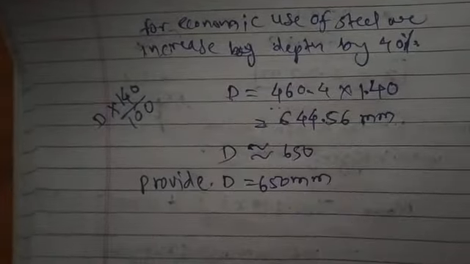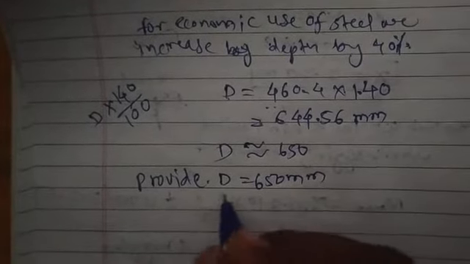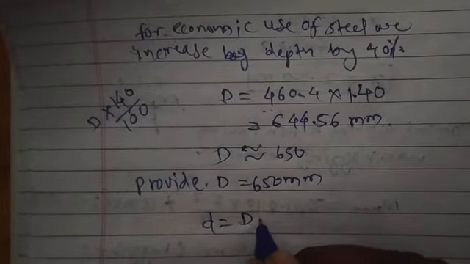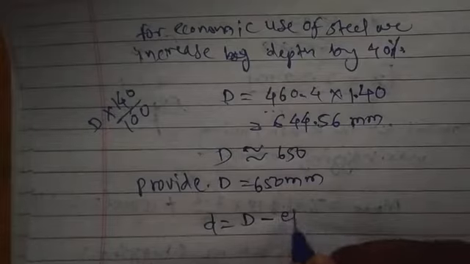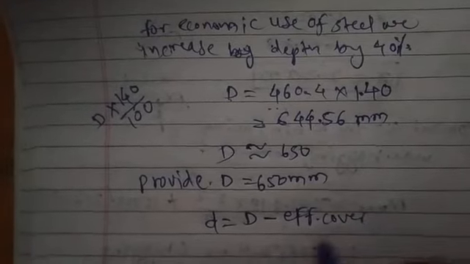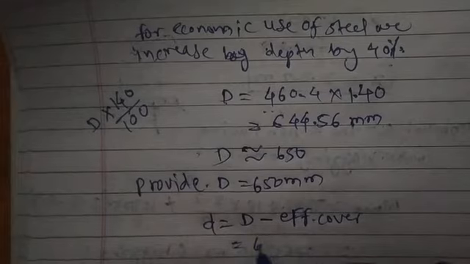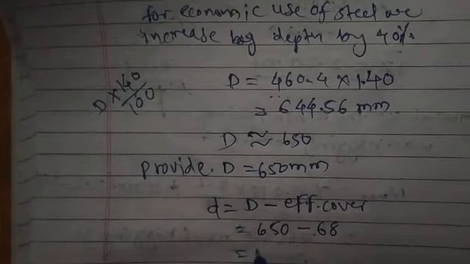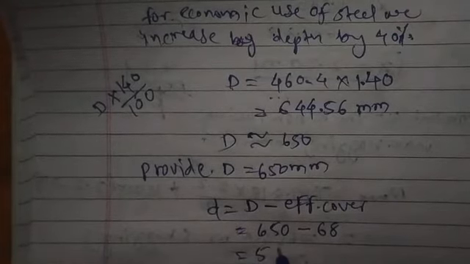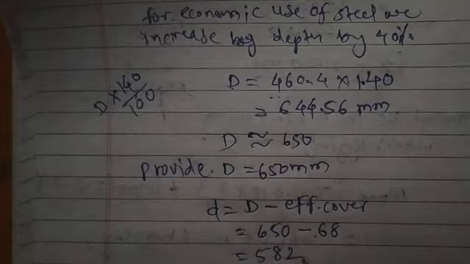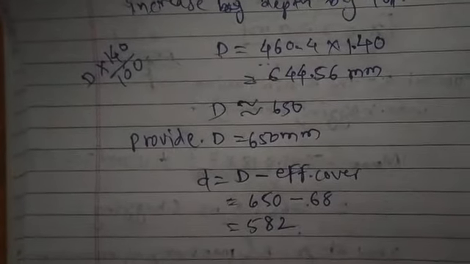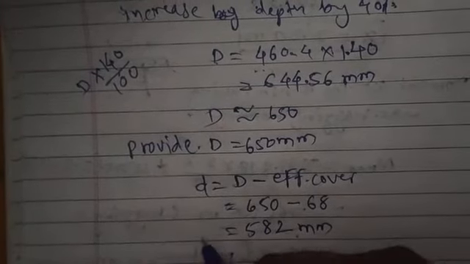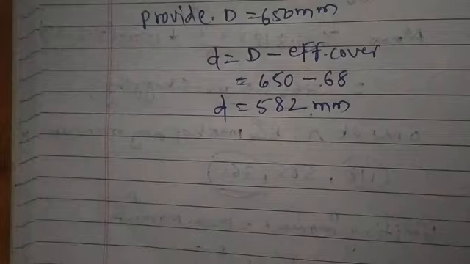Now we'll find out what effective depth we'll get from this overall depth. To calculate effective depth, we should deduct effective cover from overall depth. So overall depth is 650, effective cover is 68. So we'll get the effective depth as 582. Okay, you just cross check what I'm writing is right or wrong. It is 582 mm. So we have got an effective depth of 582 mm.